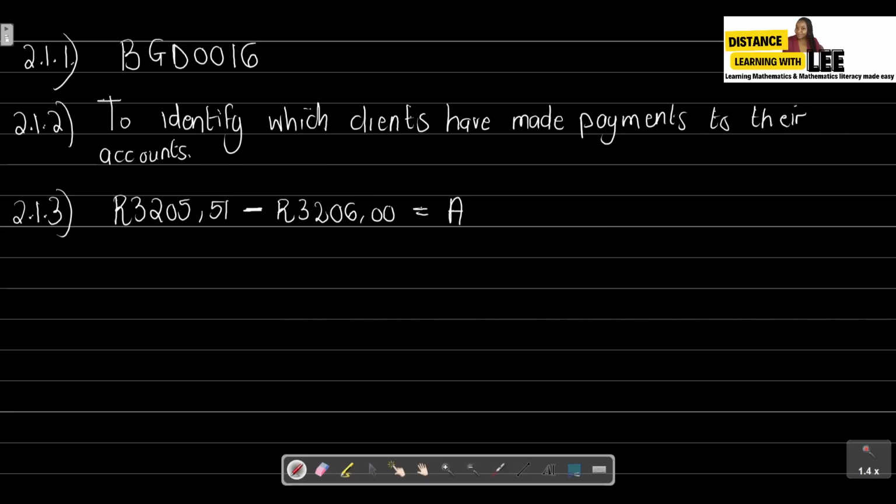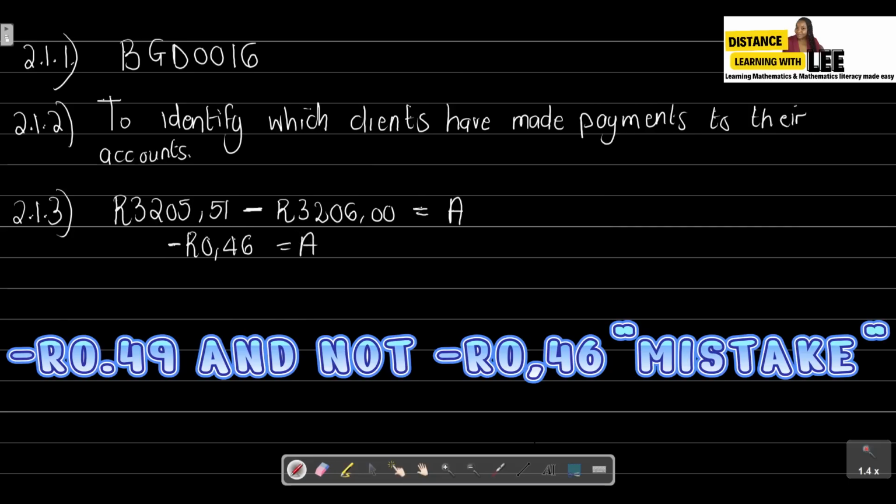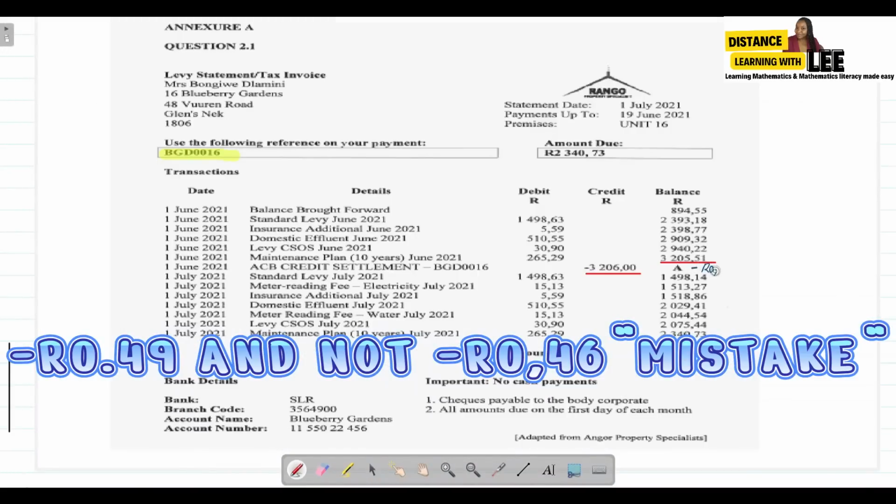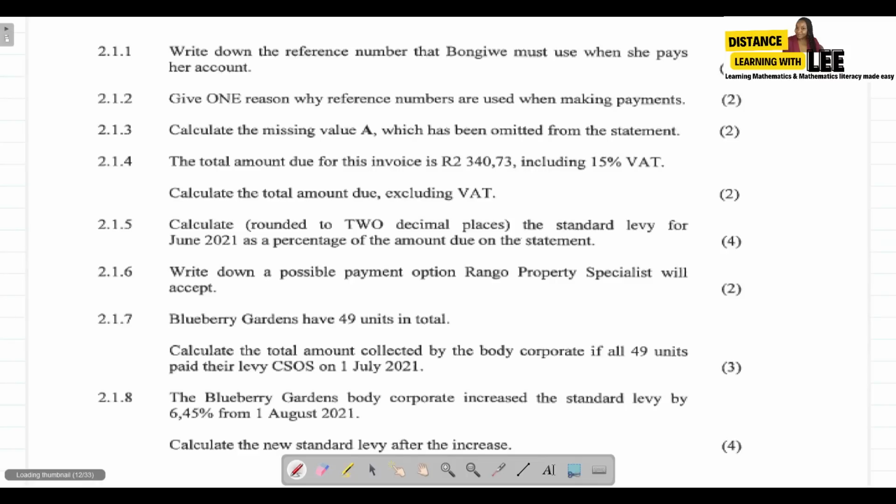So 3,205.51 minus 3,206 Rand. How much do you get? You get negative 0.46, so that is our missing value A. I'm going to write that here: negative 0.46.